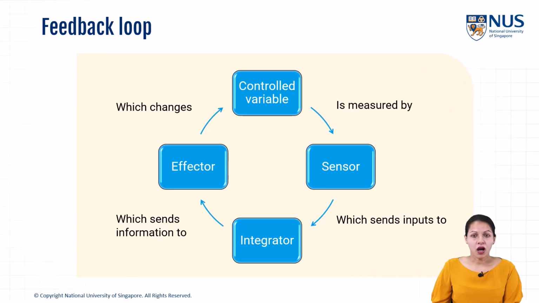Let's look into how a feedback system operates. So, a feedback system operates in loops. When a control variable is deranged, it is measured by the sensor, which sends inputs to the integrator, and then the integrator will send signals to the effector, which will lead to changes in the control variable. So once the changes occur in the control variable, the signals are sent again to the sensor that the changes have occurred. So this is what is a feedback loop.